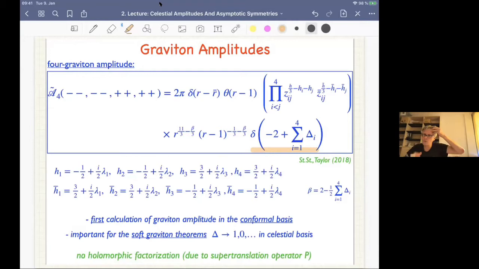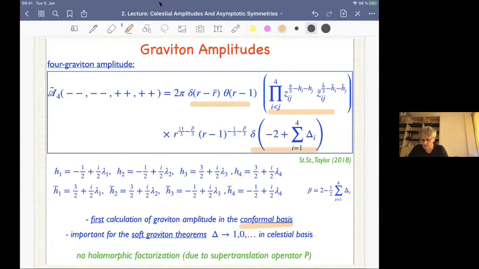Again, we have this constraint for the cross ratio, and then we have this factor here, so it looks almost like the function before for the gluons. So this is the graviton amplitude in the conformal basis, and that will be important, as we see in a moment, to study soft graviton theorems. The soft graviton theorems we will learn in a moment are inferred by doing something on the deltas.